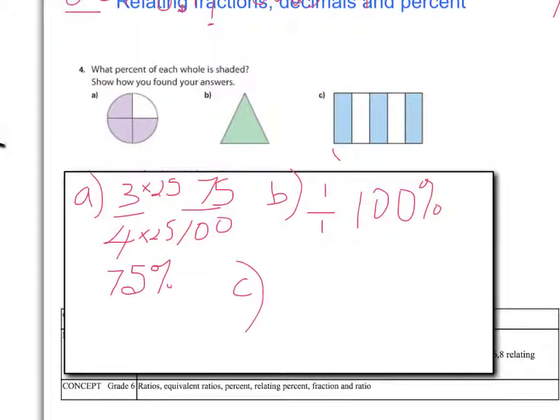C, we have another fraction. We have 1, 2, 3, 4, 5 parts, of which 3 are shaded. I think I'm going to use division here. I'm going to go 3 divided by 5. I'm going to punch that into my calculator to see what kind of a decimal I end up with. 3 divided by 5 is 0.6. Now, does that mean 6%?